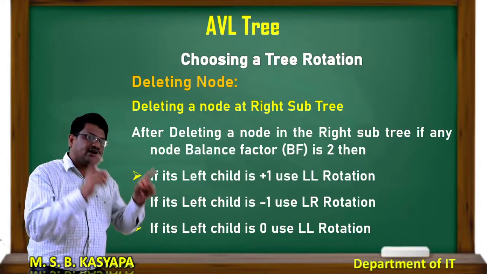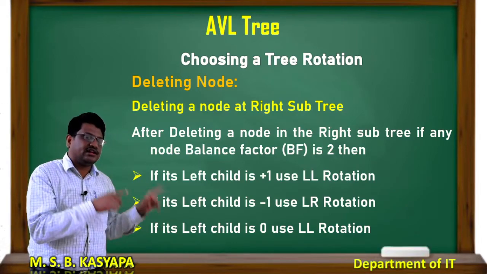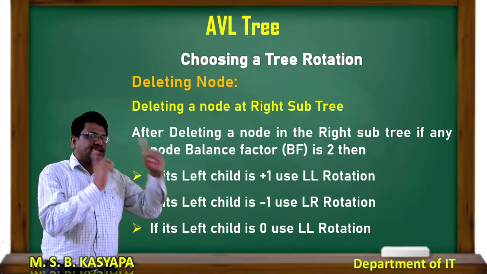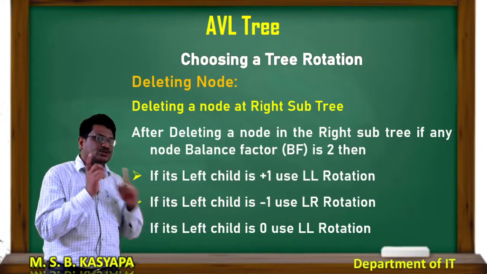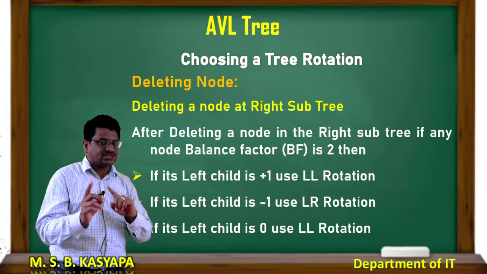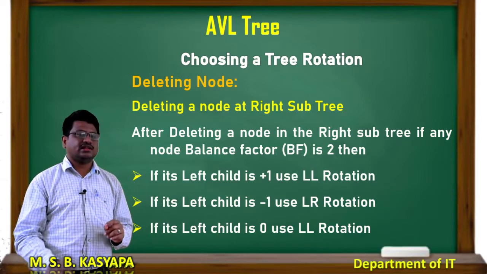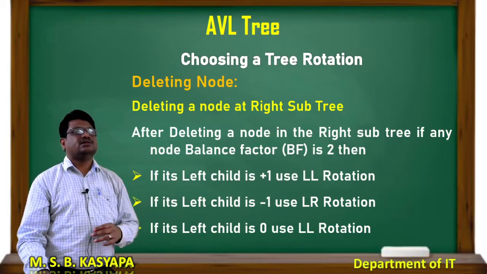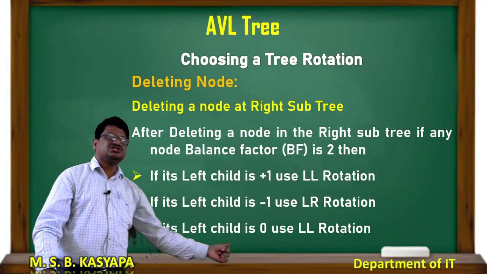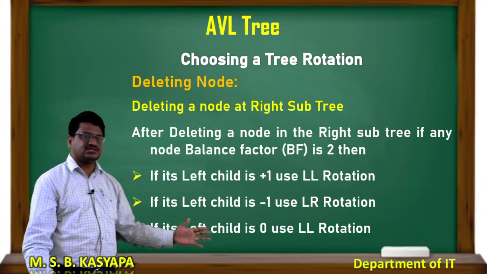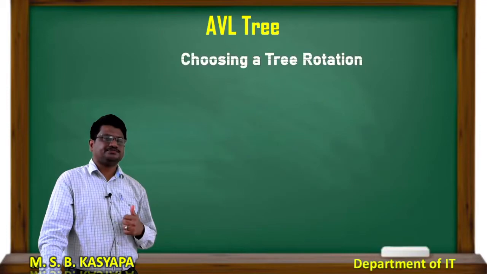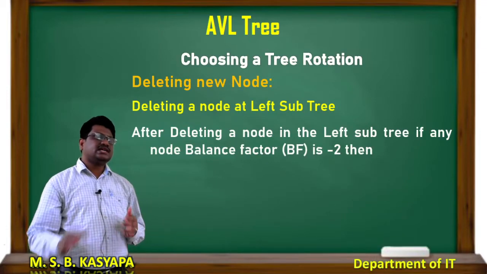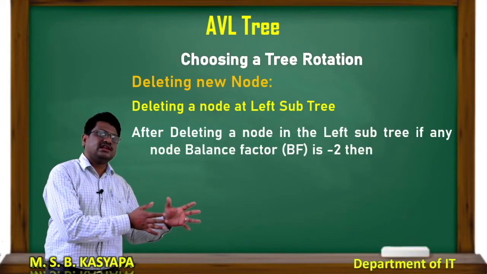That means I have to use LL, LR, left rotations. So plus means left child. So if it is having +2 +1, LL; +2 -1, LR; +2 0, LL. So it is the same as in the insertion, but here 0 is extra. If you are deleting, the 0 also comes extra, this condition is extra. So LL rotation.